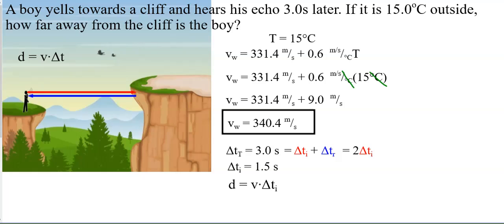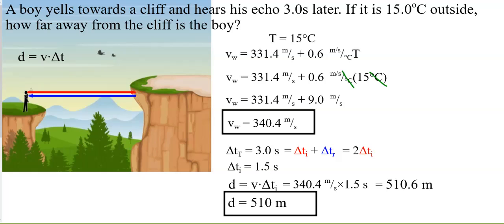Plugging that into distance equals speed times time, you take your 340.4 meters per second, multiply by 1.5, and you should get approximately 510.6 meters. Now, according to what I was given, I should just have 2 significant figures, so I would round that to 510 meters. So that's how far away this cliff's edge is, about half a kilometer.